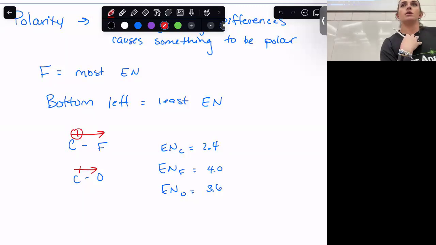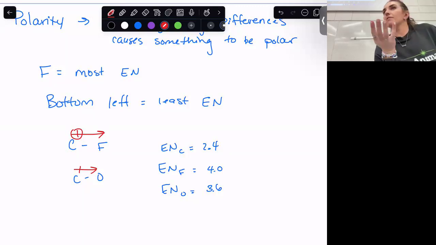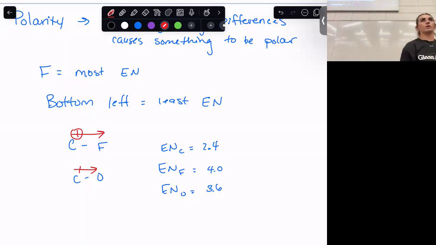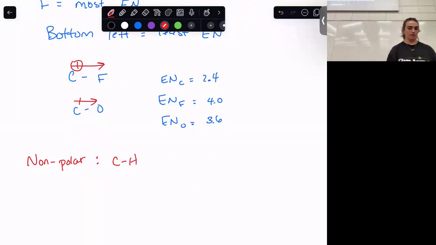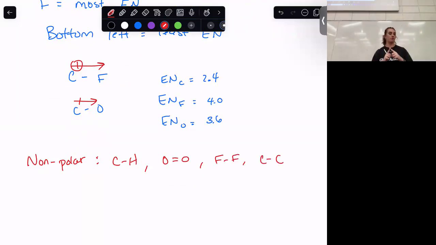Yes. What's the range of these? Yeah, 0.5 to 2-ish. Really, anything that is non-polar is going to be a carbon-hydrogen bond, or something bonded to itself. So oxygen bonded to oxygen, fluorine bonded to fluorine, carbon bonded to carbon, right? Anything where the same element is bonded to itself will be non-polar because there's no difference in electronegativity.